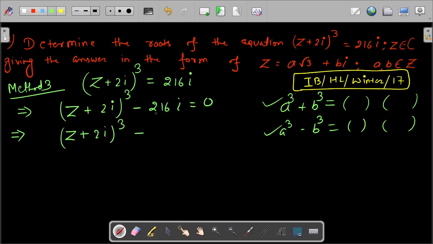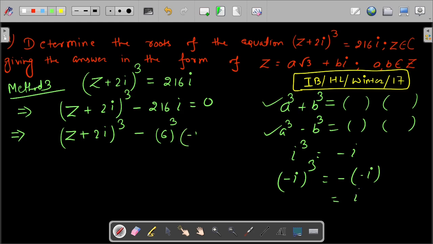So this 216 can be written as 6 cube, and this i can be written how? If we write i cube, this will become minus of i, but I want i, so I have to write minus i cube, so this will be minus of minus i, so this will be i.